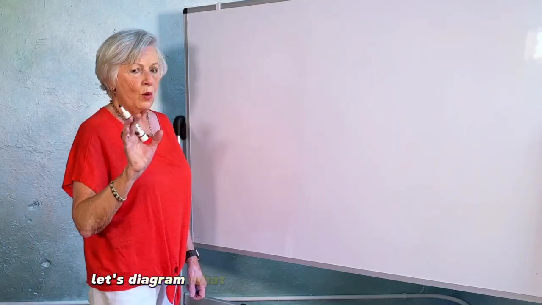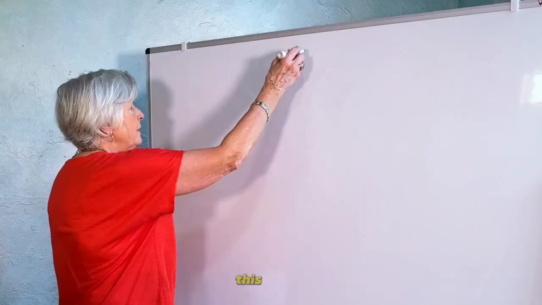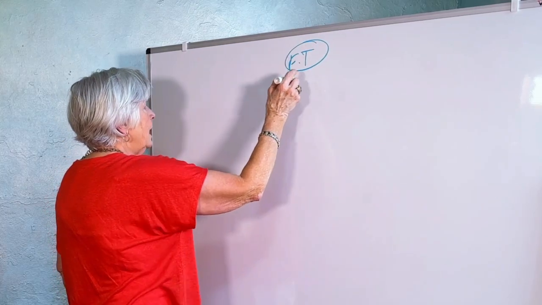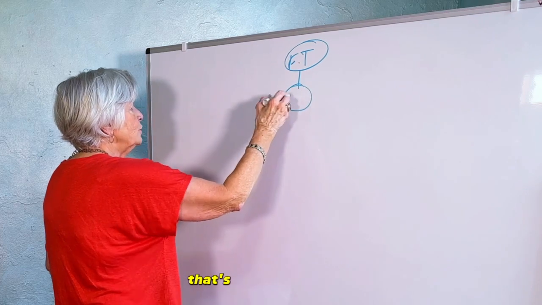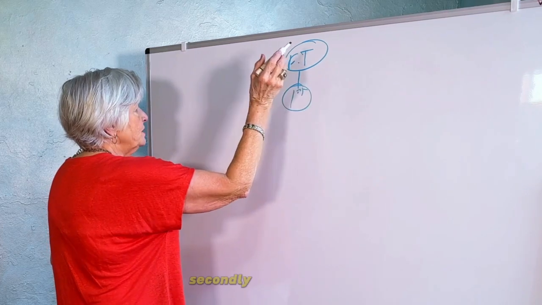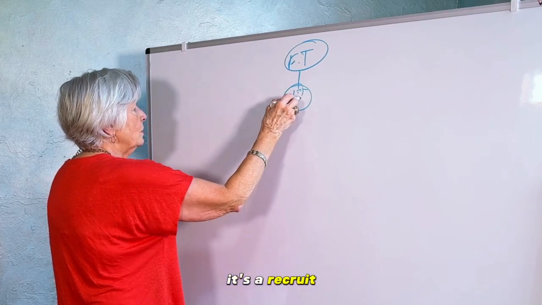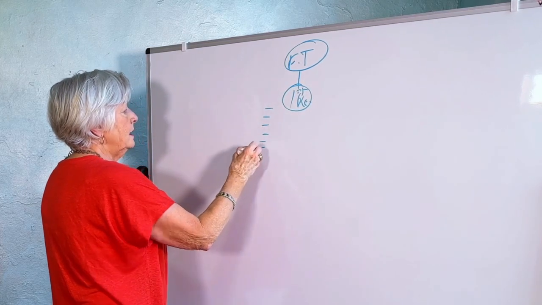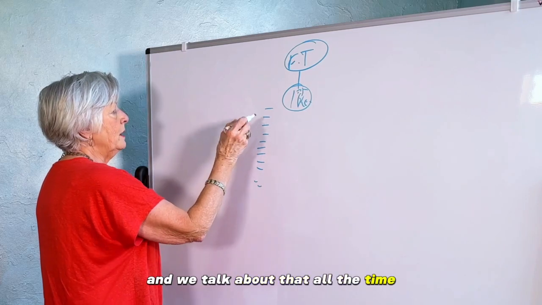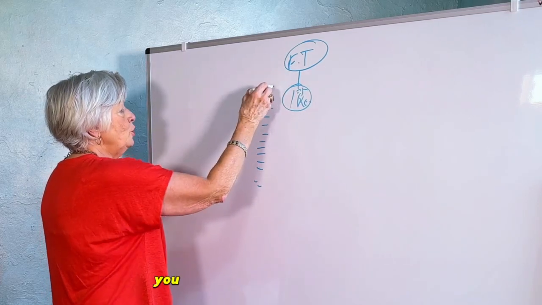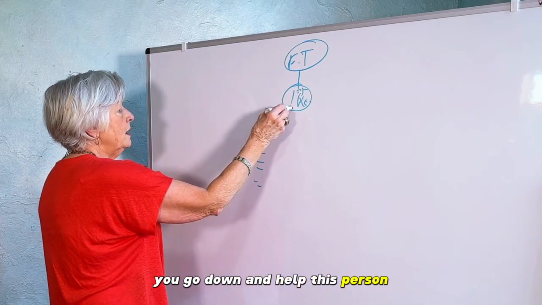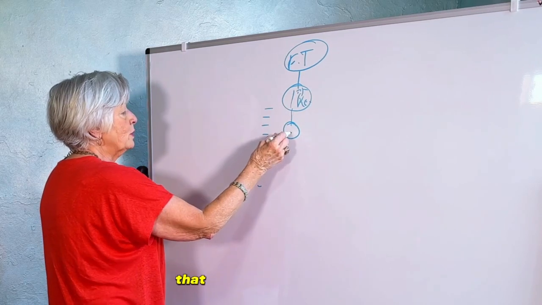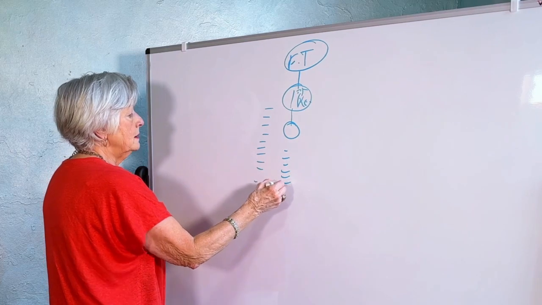Let's diagram what I just finished telling you about. This is you. You're the field trainer and the leader, and you recruit a person. That's your first recruit, or second, whatever it is, it's a recruit. So now you take that recruit and get his list. And we talk about that all the time. Well, from this list, you go down and help this person find a recruit. And when you do this, that person gives you a list.